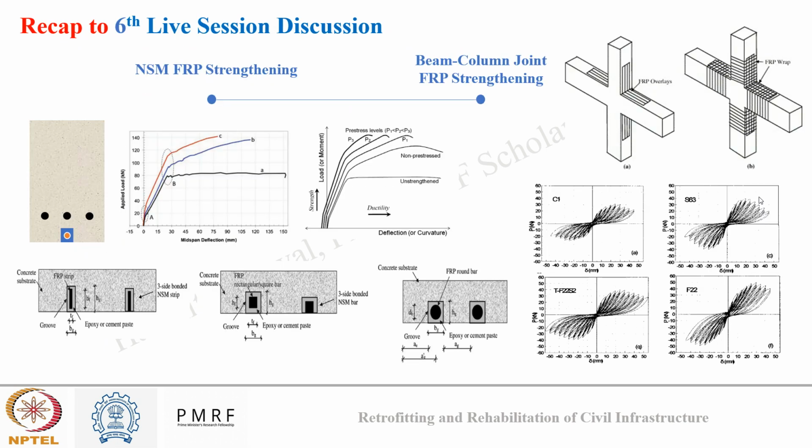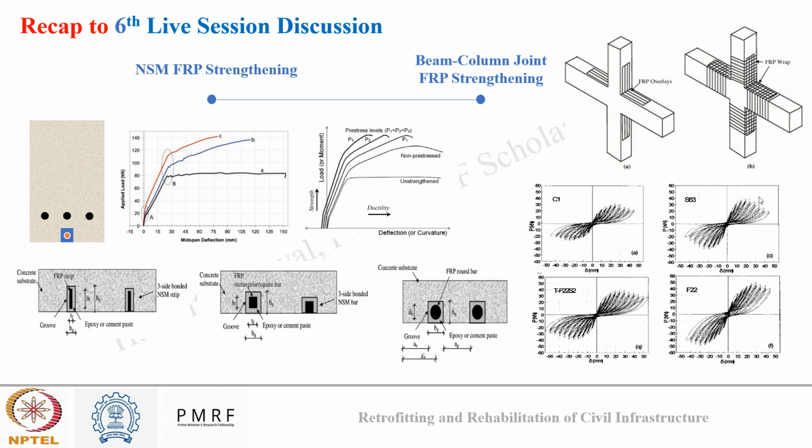So in the last session, we started by discussing NSM FRP strengthening. In this, we saw how NSM strengthening works, different designs for NSM strengthening, and a few literature studies in which different factors affecting NSM strengthening were examined. Then we talked about strengthening of beam column joints using FRP.